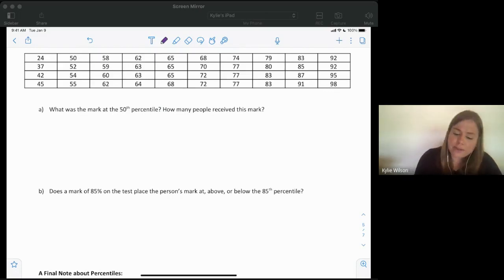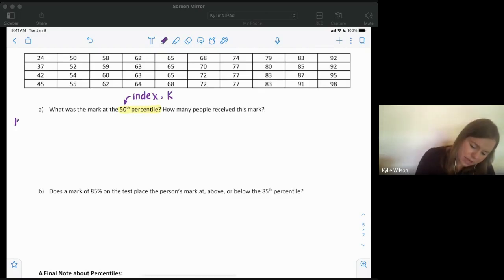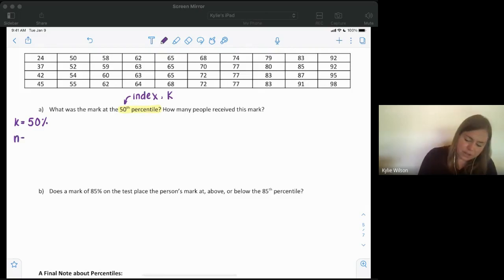We're looking for the 50th percentile. That 50th percentile is what we call an index, the 50th. And we're going to use K to represent this and to be able to work with it. So we're looking for the 50th percentile. So K is going to be equal to 50%. Now we also want to take into account how many data points we have. So N is going to represent our number of data points.